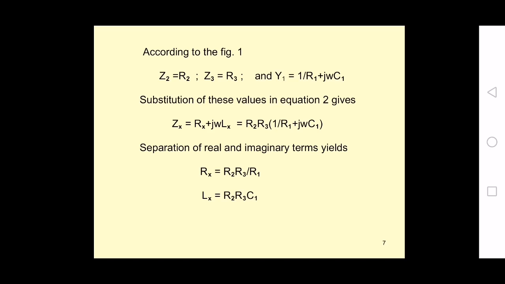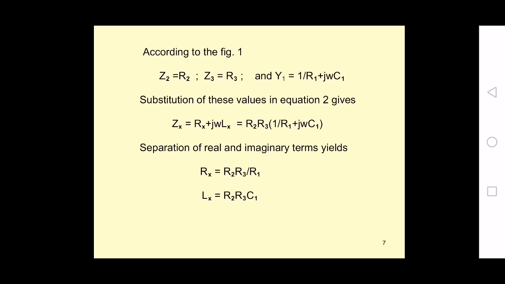So your ZX is Rx plus j omega Lx, which equals Z2 Z3 into Y1. Z2 is R2, Z3 is R3, and Y1 is 1 by R1 plus j omega C1. So R2 into R3 into 1 by R1 plus j omega C1. Now you can separate the real and imaginary parts.